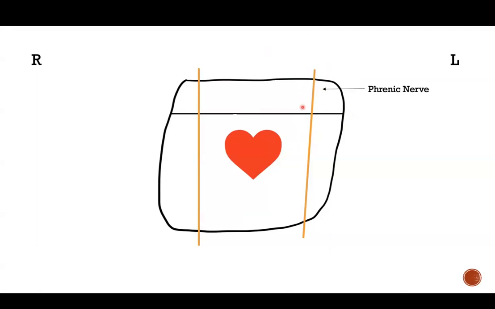Okay, it always has a link to its function. The phrenic nerve has to run in the middle mediastinum. Why? Because it's supplying something in the middle mediastinum. What do you think that is? The heart.